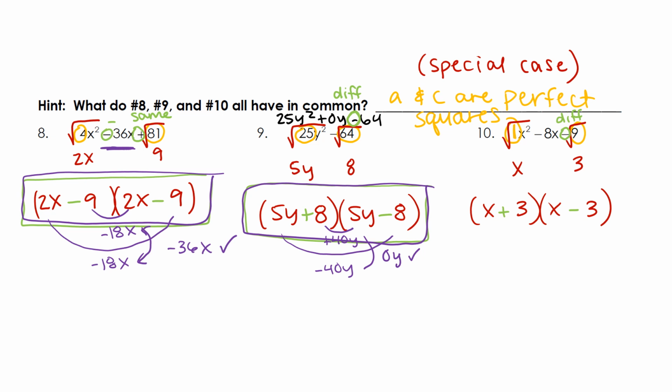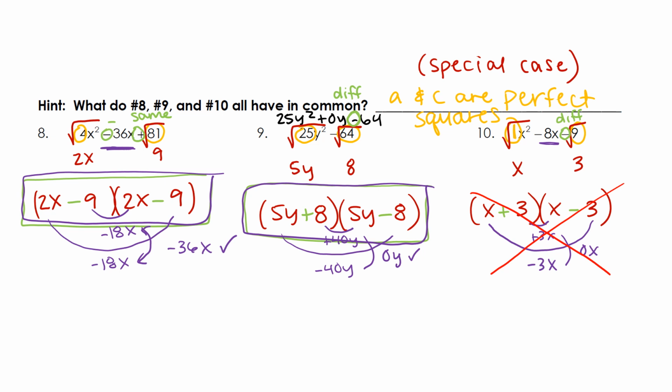If I sit here and check this answer though, this is going to be one of those times where we do have to make sure we pay attention. If I do my outside, I get negative 3x, and my inside, I get positive 3x. If I add those up, I get 0x, which is not what this middle term is right here. So unfortunately, special cases is not going to work for this problem. So that is why it's really important you check your answer.